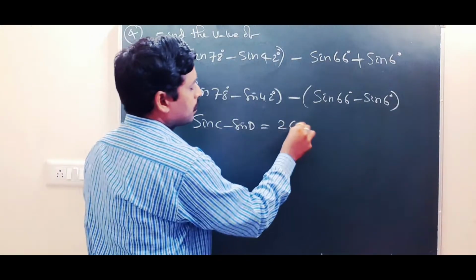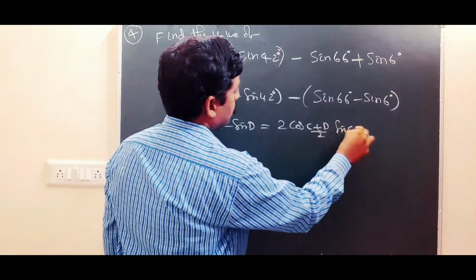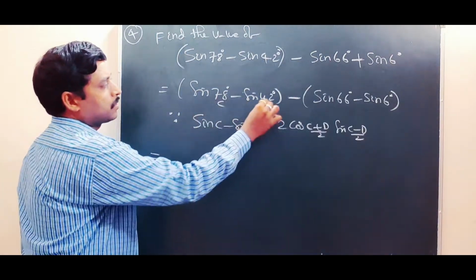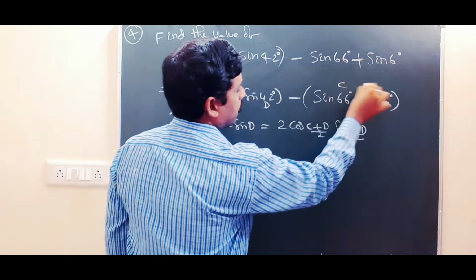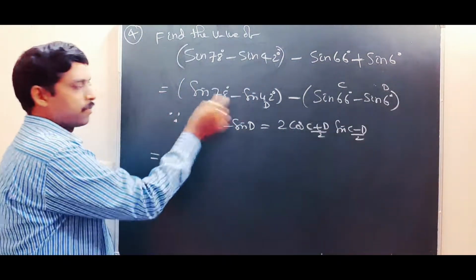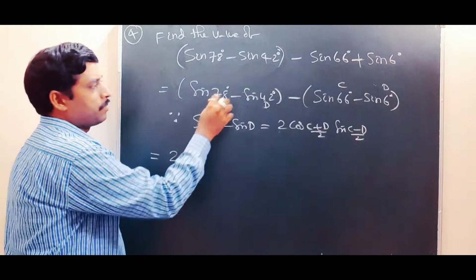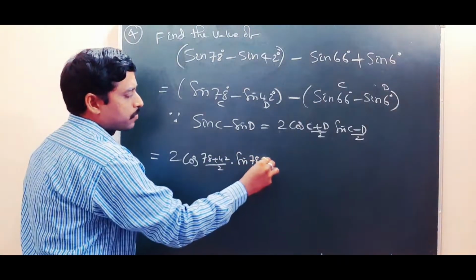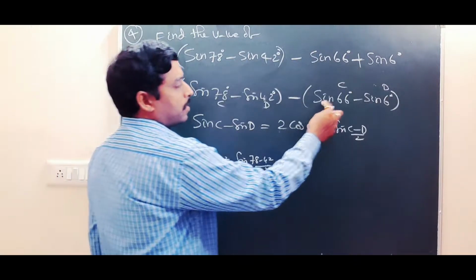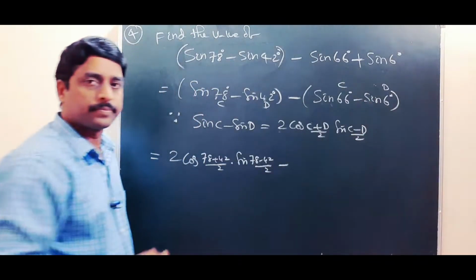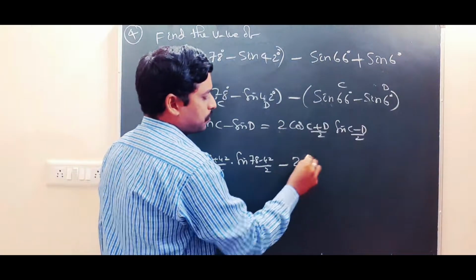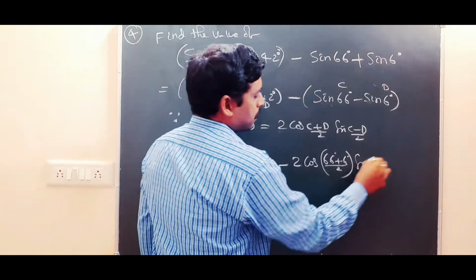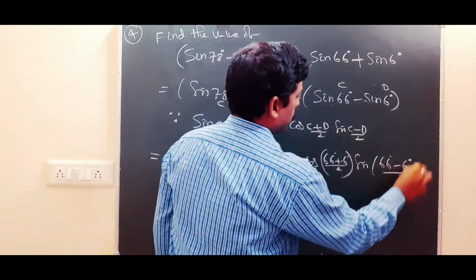It will be 2 cos C plus D by 2 sin C minus D by 2, where C and D values are 78 and 42 in the first, and 66 and 6 degrees in the second. We apply this formula: 2 cos 78 plus 42 by 2 sin 78 minus 42 by 2, minus, again applying the same formula, 2 cos 66 plus 6 degrees by 2 sin 66 degrees minus 6 degrees by 2.